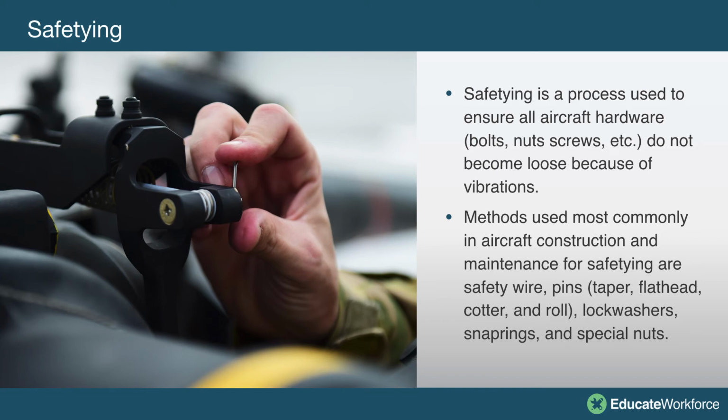Safetying is a process used to ensure all aircraft hardware, nuts, bolts, screws, etc., do not come loose because of vibration or movement in flight. Methods commonly used in aircraft construction and maintenance for safetying are going to include safety wire, cotter pins, tapered and flathead cotter pins, roll pins, lock washers, snap rings, special nuts, jam nuts, lock nuts. Several methods we're going to use to safety items, but realize everything we install on an airplane should have some type of safety method so it doesn't vibrate loose. Loose hardware in airplanes is a bad thing, could cause FOD, get jammed in flight controls, things of this nature.